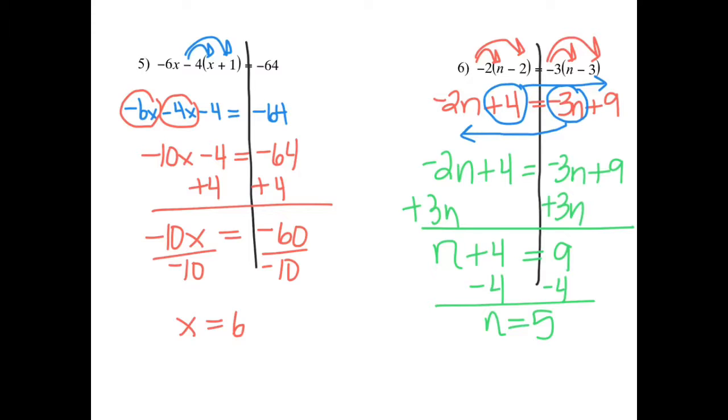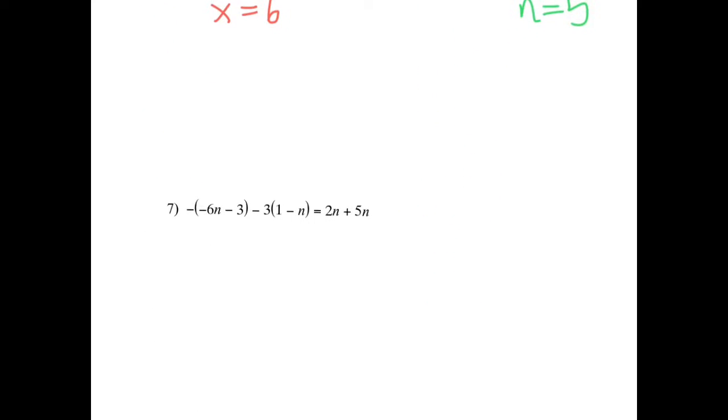Our last example has distribution twice, and then combine like terms, and then solving. So there's a lot going on. This is definitely a multi-step equation. So notice that there's just a negative outside of the parenthesis. I'm going to turn that negative into a negative 1 so you can actually see that I'm multiplying each term by negative 1 in the first parenthesis and each term by negative 3 in the second parenthesis.